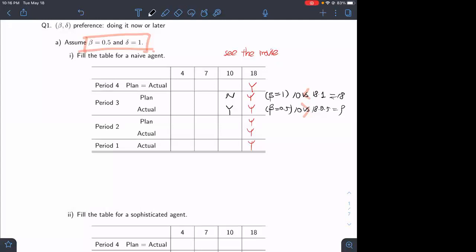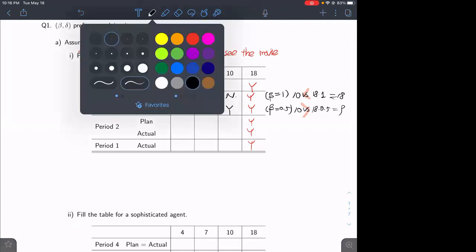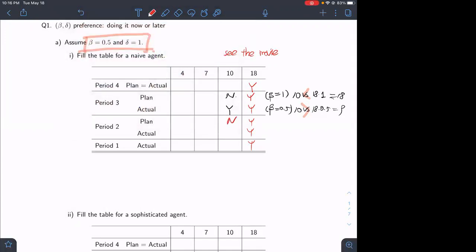And then let me just copy and paste the plan from above. So let me just put no here. And then let's see what he's going to do based on his plan. If this was a plan, then we're comparing 7 versus the first time that he's going to say yes in his mind, which is the 4th period. So we're just comparing the best option, 18, with 7. We can see that the right-hand side is larger. So he's going to say no according to his plan.